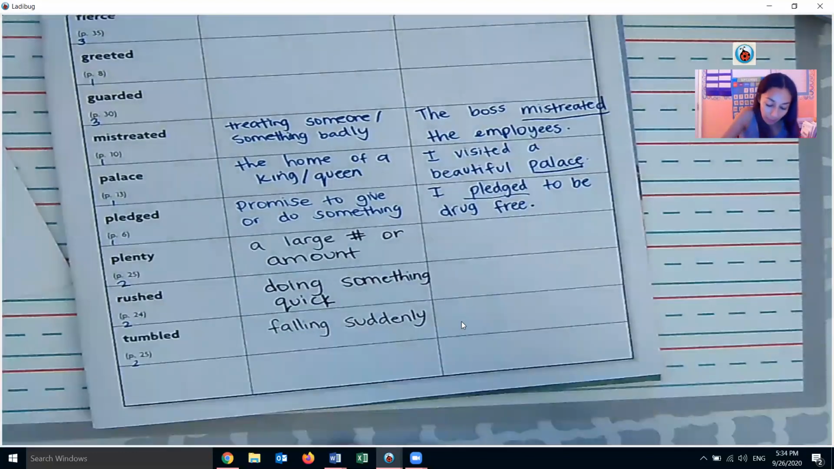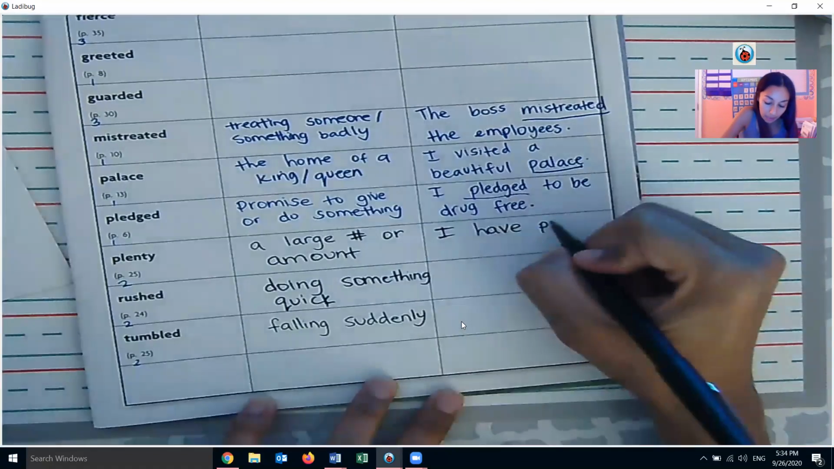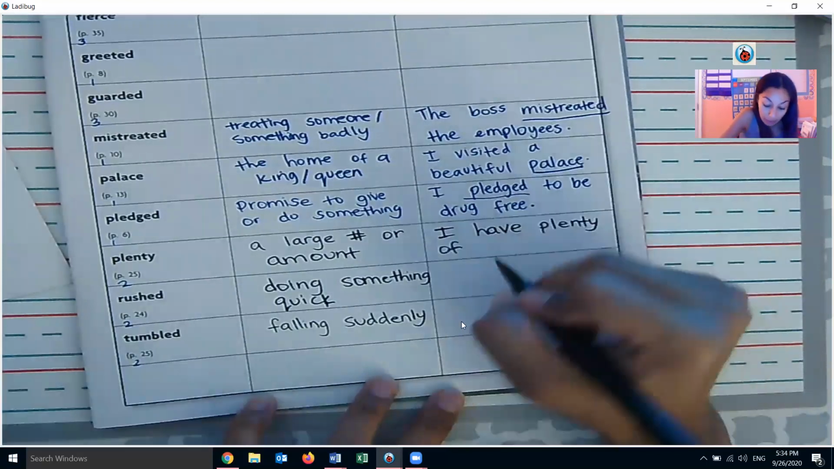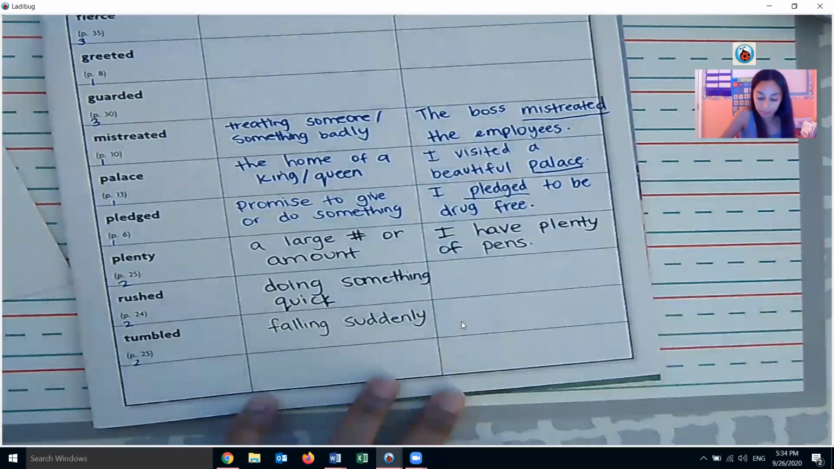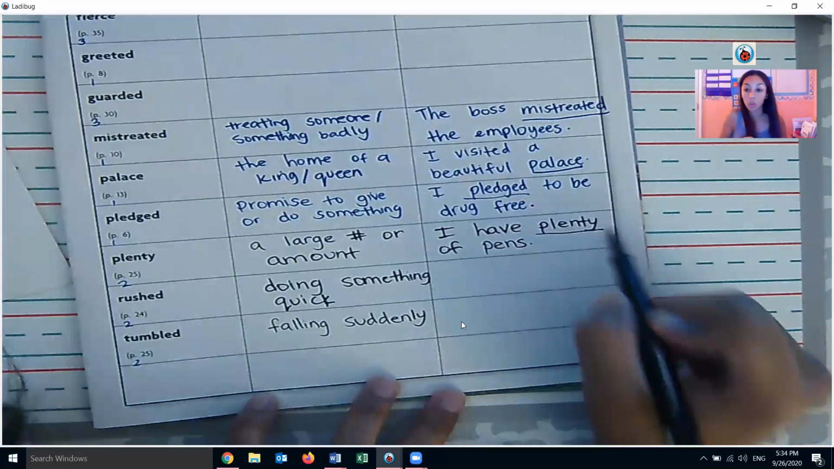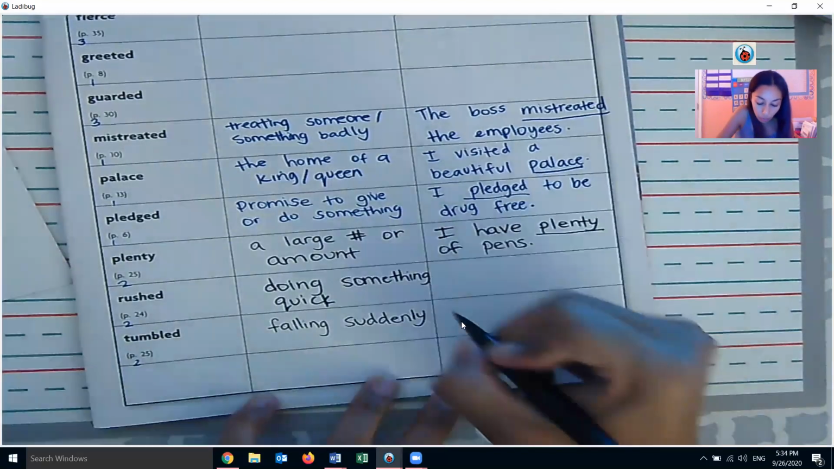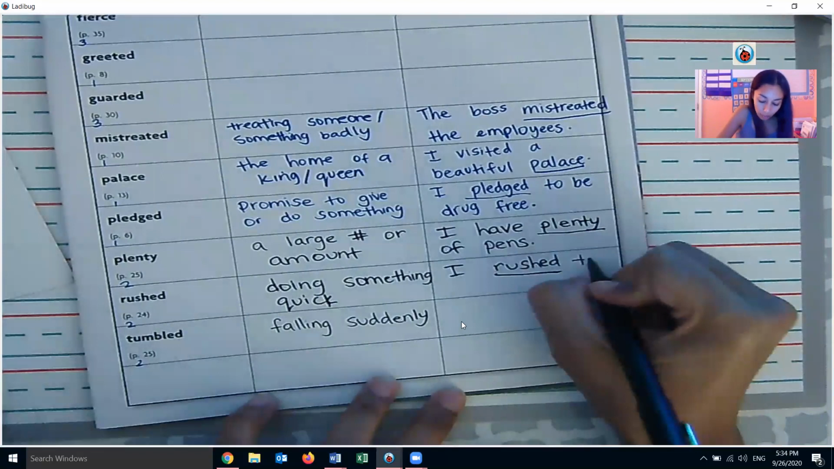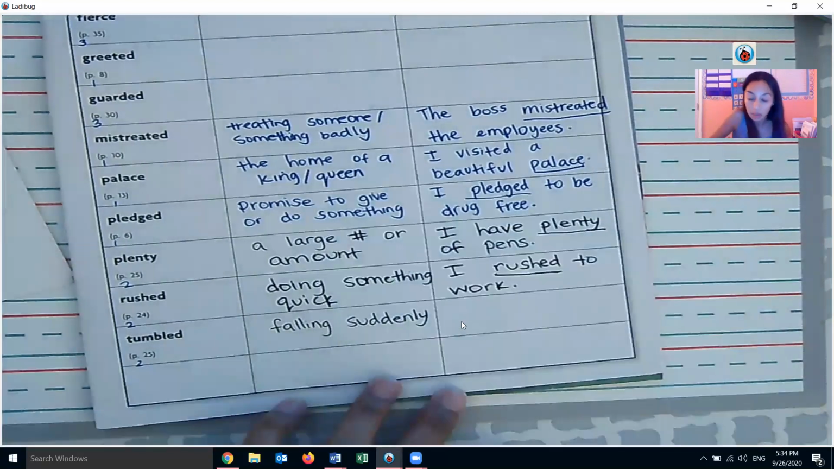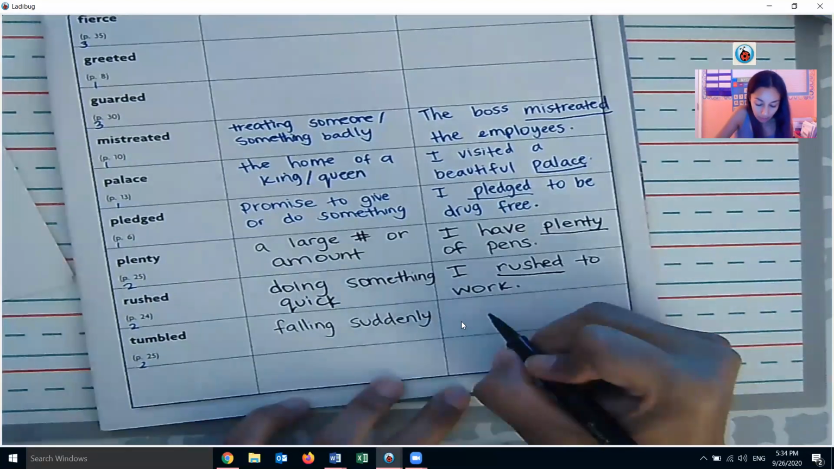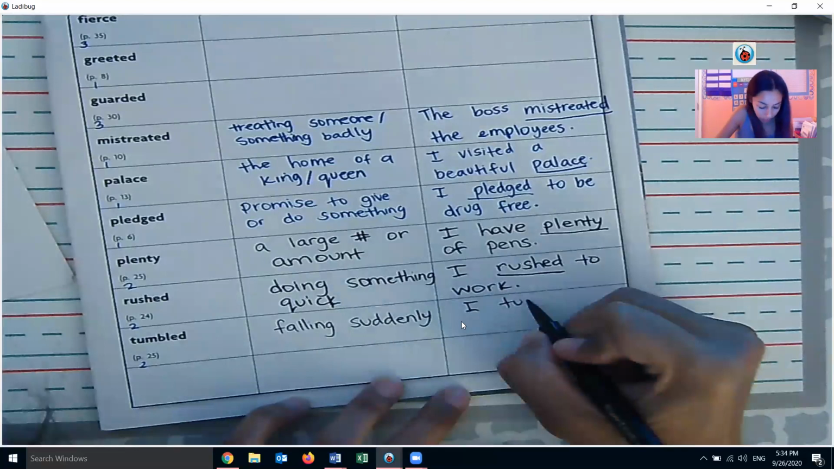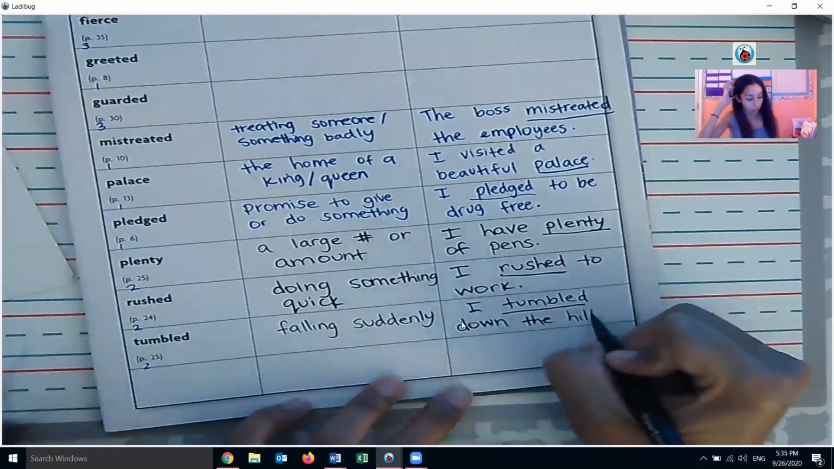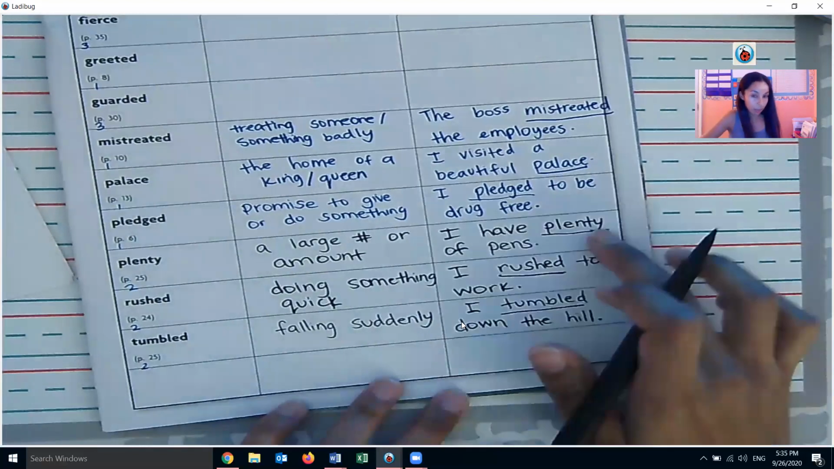So plenty, I'll say, I have plenty of, what do I have plenty of? Looking at my pens. I have plenty of pens. I have lots of pens at home. Plenty is our spelling word. Rushed. Ooh, I'll use the one I came up with earlier. I rushed to work. I didn't want to be late. So I rushed to work. And tumbled, falling suddenly and quickly. I can say I tumbled down the hill.